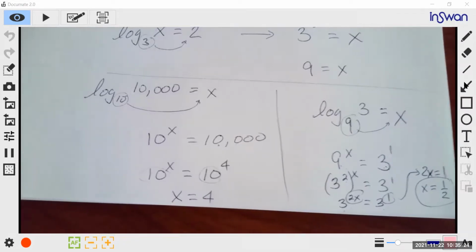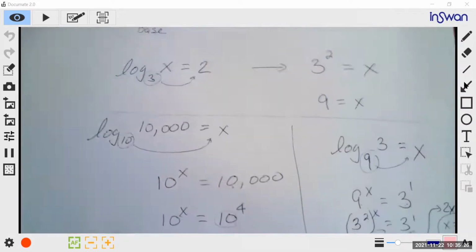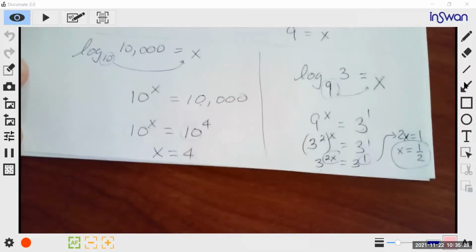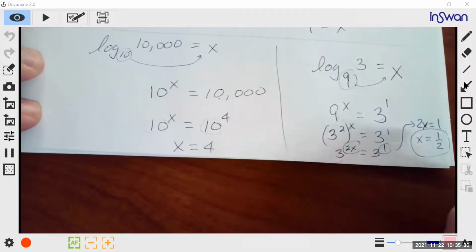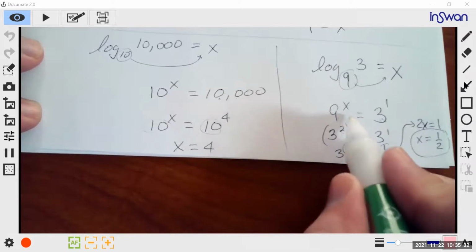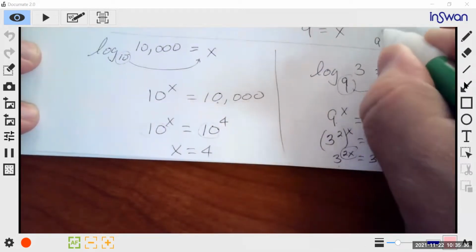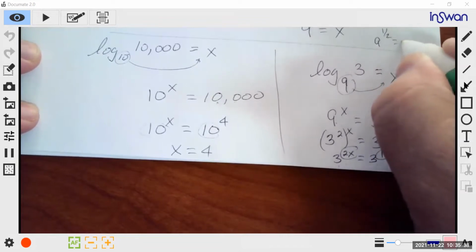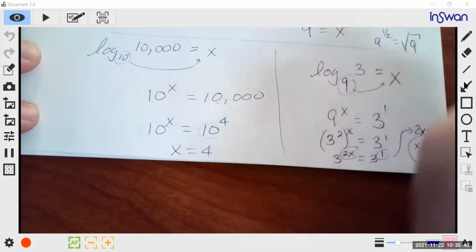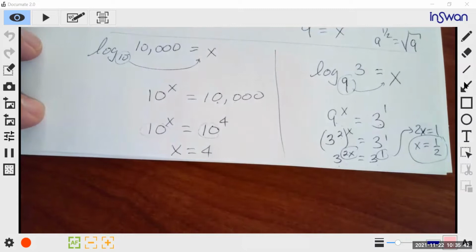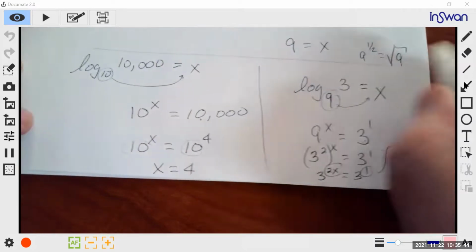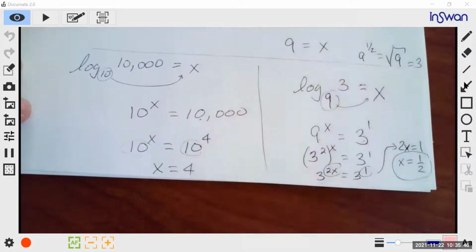Yes, I'm sorry. Now, what does that mean? X is 1/2. 9 to the power 1/2 simply means the square root of 9, which becomes 3.